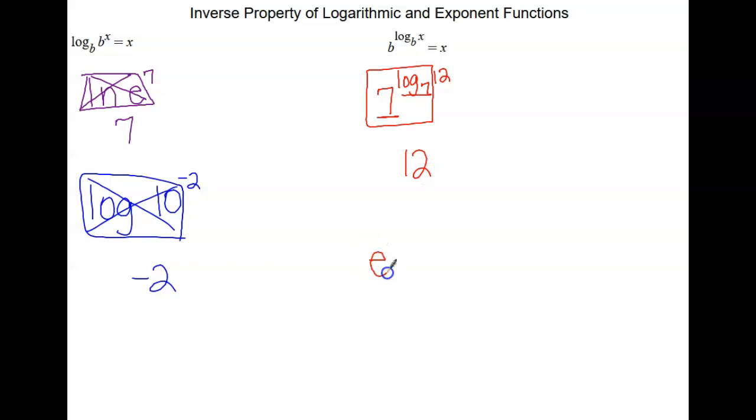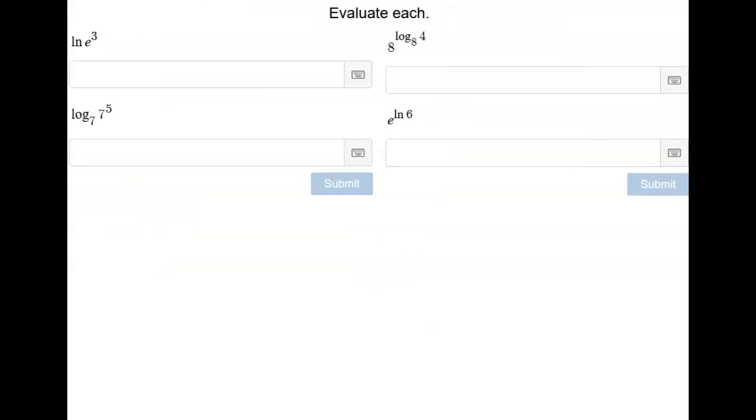Same thing here if I have e to the power of ln of 16. I know that this is log base e. I know that this is an exponent with base e. These two are inverses of each other. They're going to undo each other, and so our answer would just be 16. So these are the last 4 examples that we have right here. We're just going to evaluate each. So take the time, pause it really quick, see if you can get these 4 on your own, and then unpause it and see how you did.